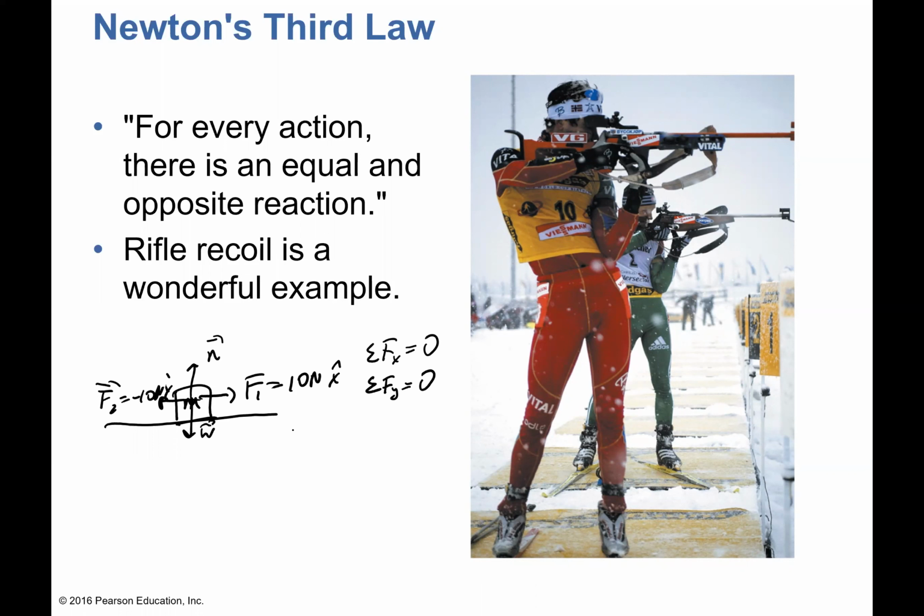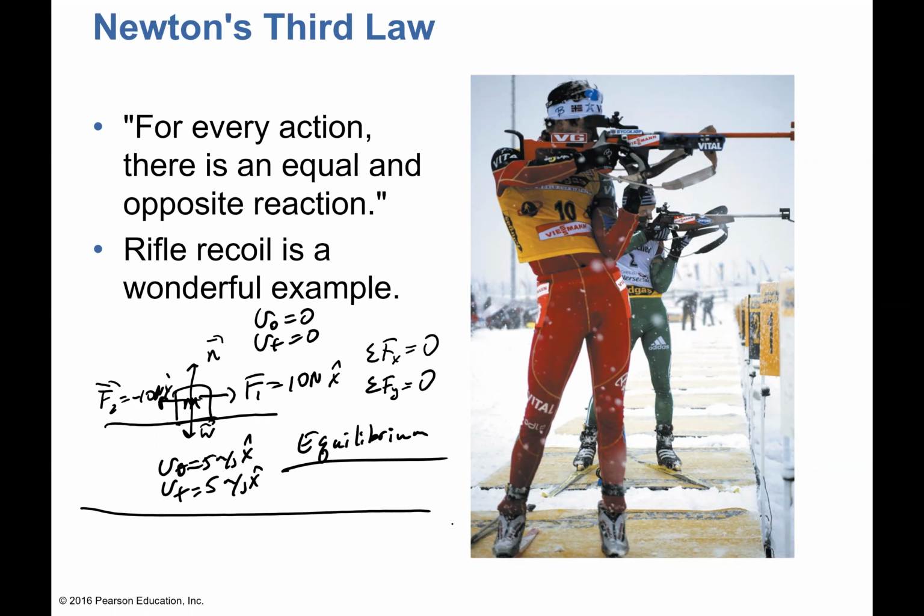Then I can say this object here is in equilibrium, which means that if it started at rest, then it's always going to be at rest. But if it starts with, let's say, a 5 meter per second velocity in the x direction, it's always going to continue moving with the same velocity, in the same direction. That's what equilibrium means. Equilibrium pretty much means no acceleration, and forces cancel each other.